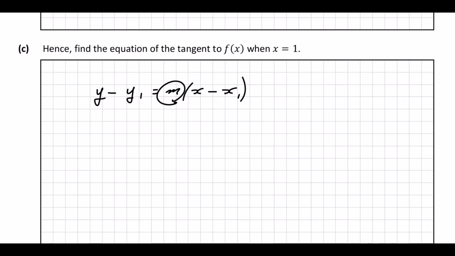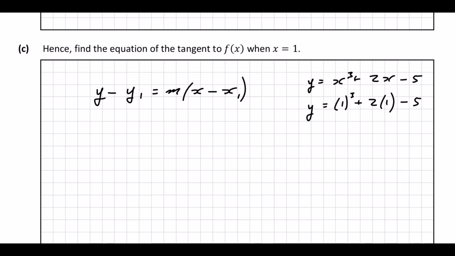What we don't have is our 2 points here. Well, we actually have our x is equal to 1. So we have our x equal to 1 here. What we don't have is our y1. So the way we're going to find y1 is simply to put 1 into our original equation. Our original equation was y is equal to x cubed plus 2x minus 5. So we've got to work out what y is when x is 1. So I'm going to put 1 in here, 1 in here, and work that out.